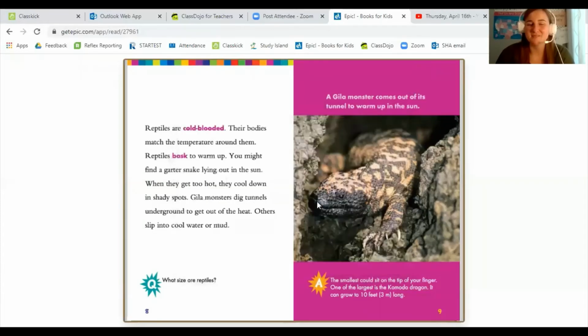Okay, awesome. Okay, second grade, your assignment for today is to go to ClassKick and look at the words and determine the definition. You can use this book or you can use dictionary.com, which will be linked below.